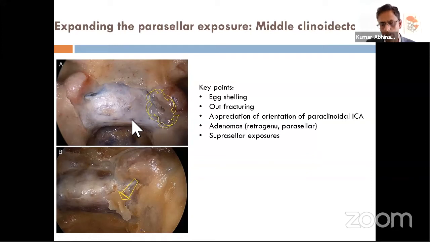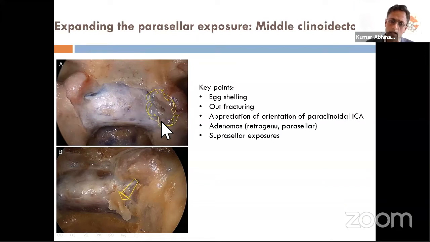For the general audience listening into the talk, for most pituitary adenomas, you want to see the lower aspect here, where you're seeing just the beginning of the cavernous sinus. And where there is potential invasion of the retrogenu or the medial compartment, you want to do the middle clinoidectomy, and that involves uncovering your paraclinoidal ICA.